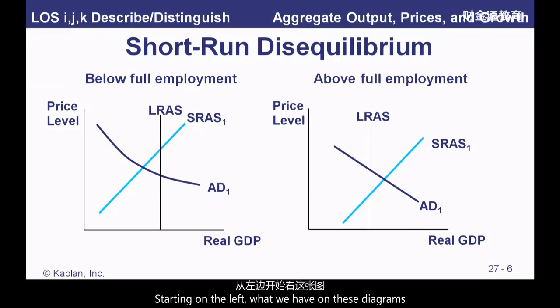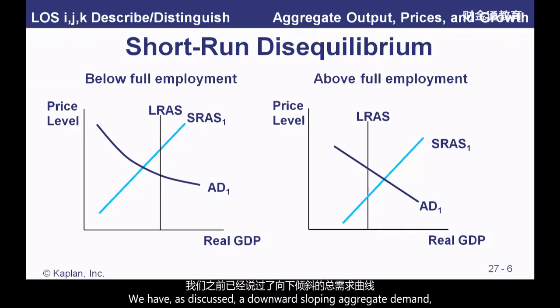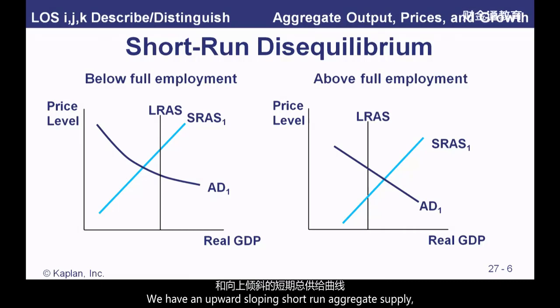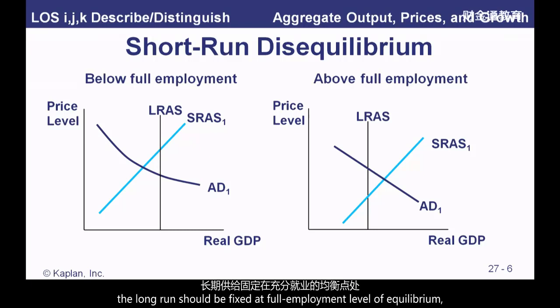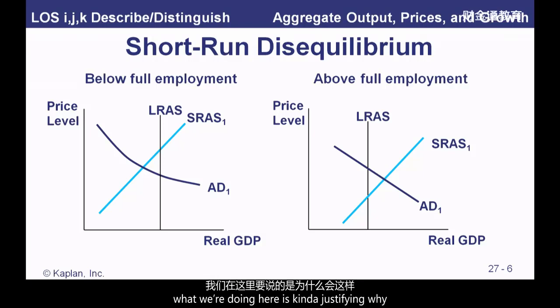Starting on the left, what do we have in these diagrams? On the horizontal axis, we're looking at real GDP, what we've been labeling Y so far. And on the vertical axis, the price level in the economy. We have, as discussed, a downward sloping aggregate demand. We have an upward sloping short run aggregate supply. Remember, in the short run, the firm's input costs are fixed, hence the upward slope. The long run should be fixed at the full employment level of equilibrium. And what we're doing here is kind of justifying why.